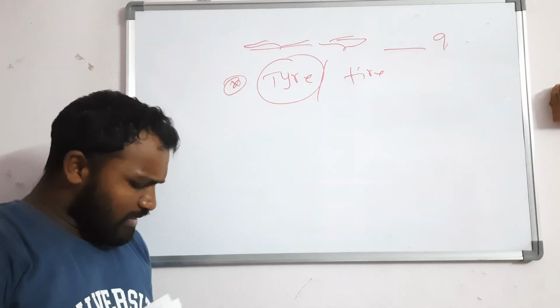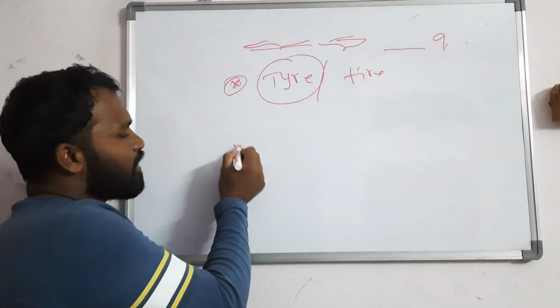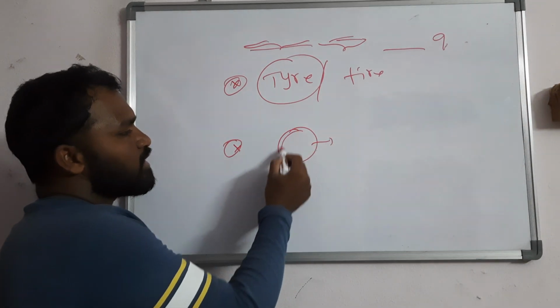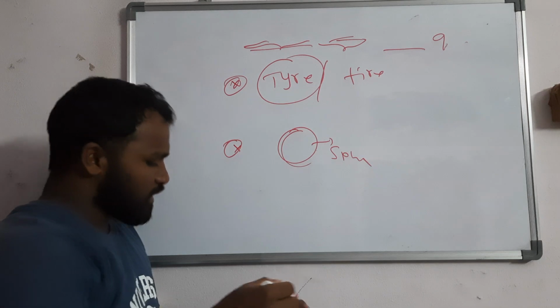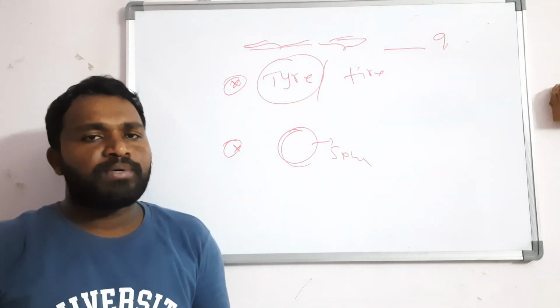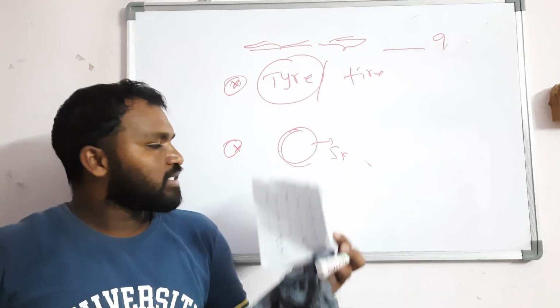One more question I remember: the cube they gave, and a sphere. That sphere contains a cubical shape. The volume they asked. So this type of questions they asked.